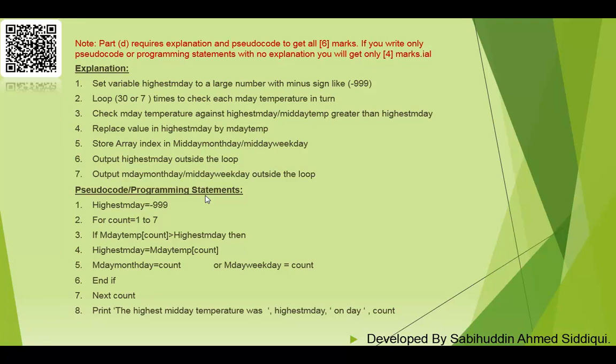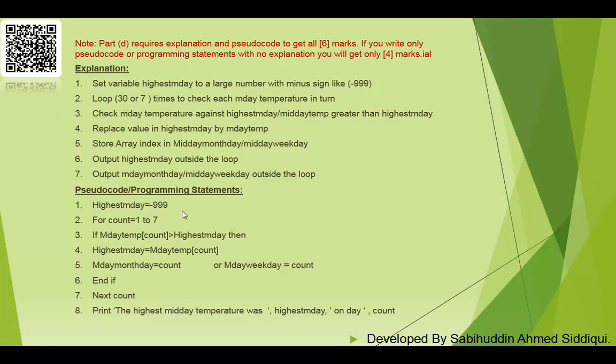Now coming to the pseudocode or programming statements, as you can see the highest midday temperature is set to -999. Then for count equals 1 and so on. I must clarify this: sometimes, if there is any confusion, we may keep a small value higher, or set the highest value to 0, and something like that, so it can swap. Do not be confused. If they demand that you just fix it, you can just set it in this way.